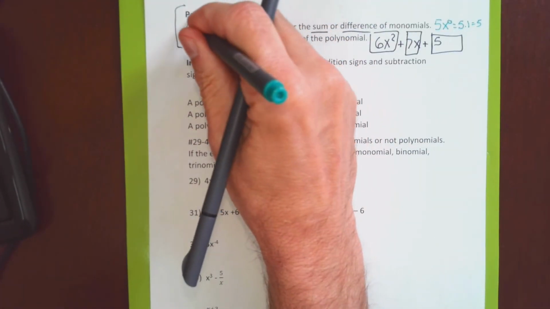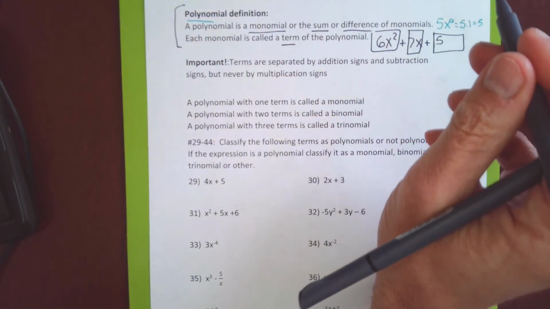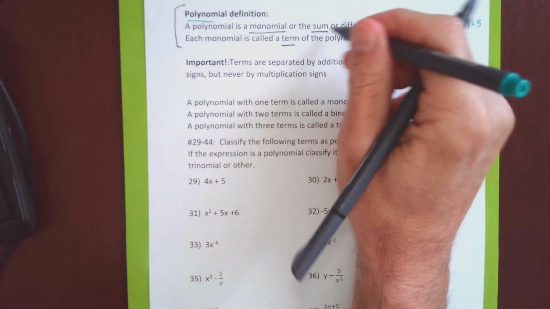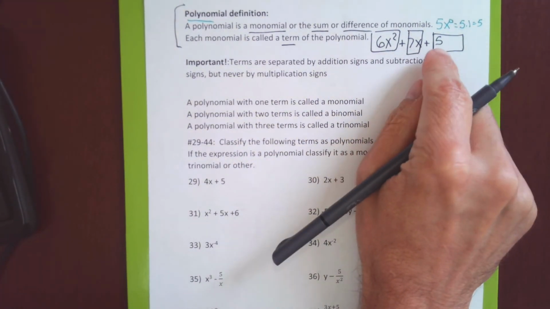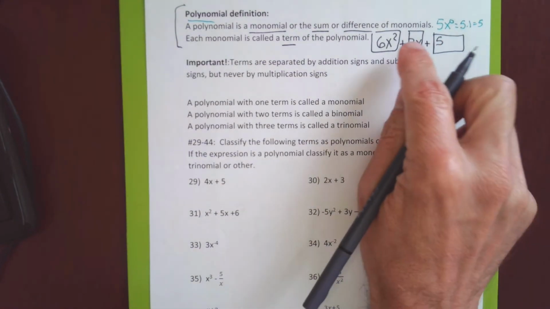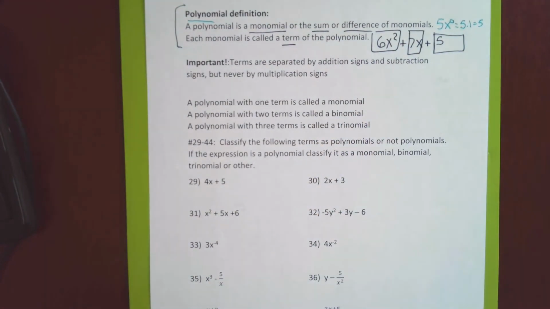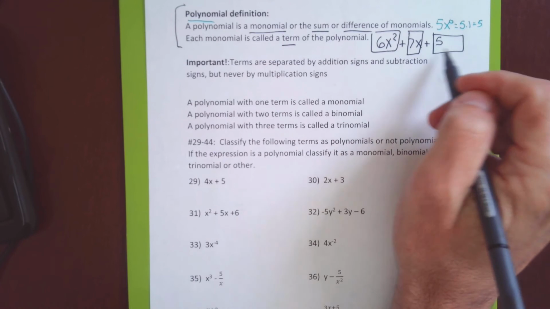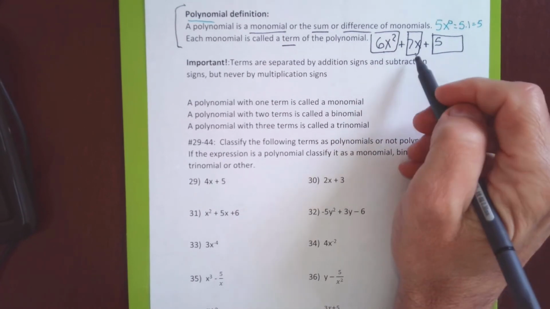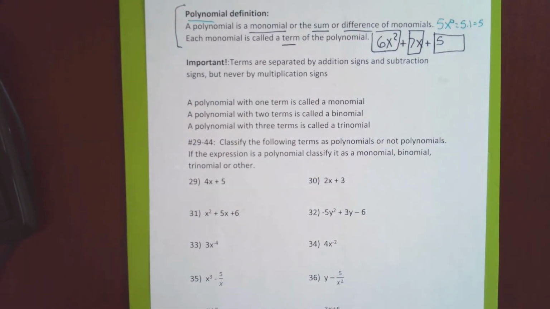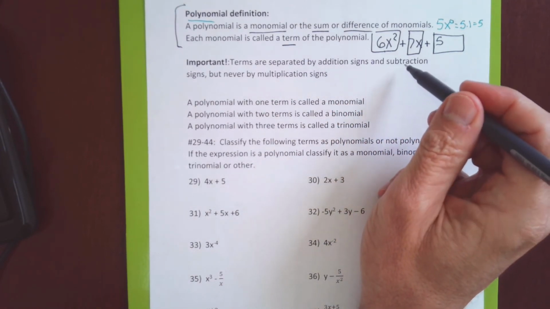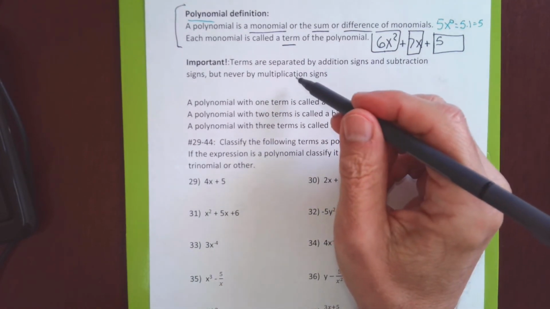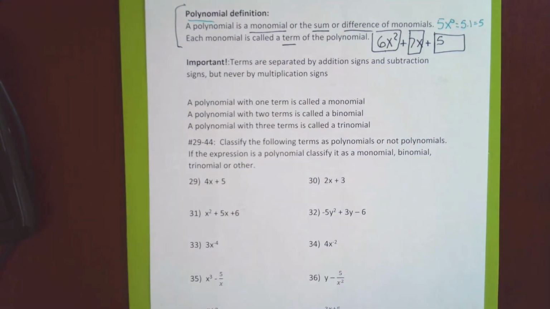This is a polynomial. A polynomial is either just one monomial or a sum or difference of monomials, meaning separating monomials with addition or subtraction signs. I could have changed a plus sign to a minus sign. It would still be a polynomial. This polynomial has three terms. The terms are 6x squared, 7x, and 5. And in polynomials, the terms are only separated by addition and or subtraction signs. You never have multiplication signs in a polynomial.